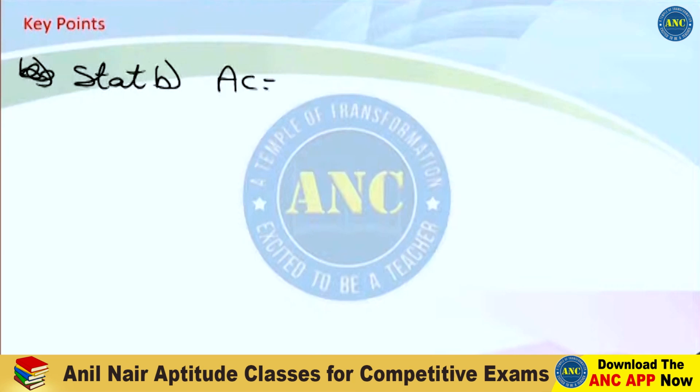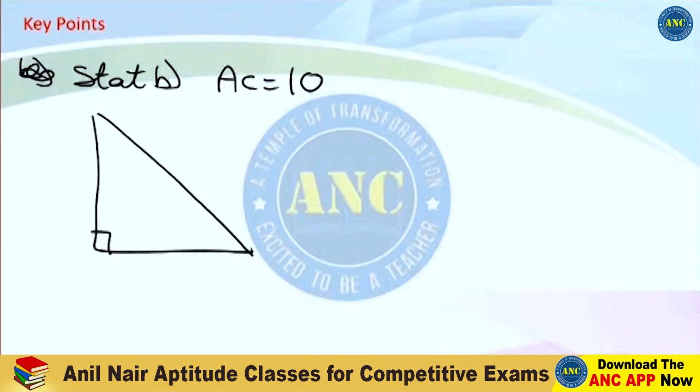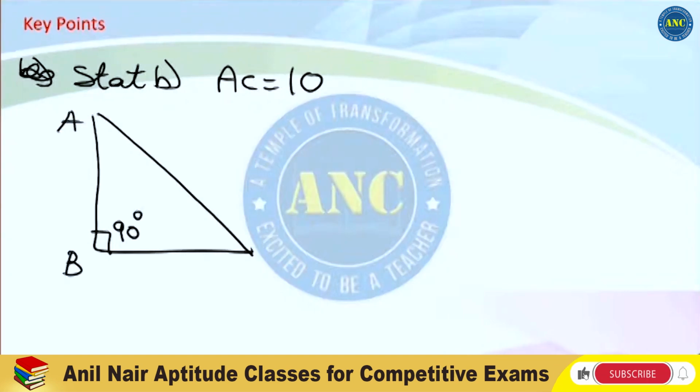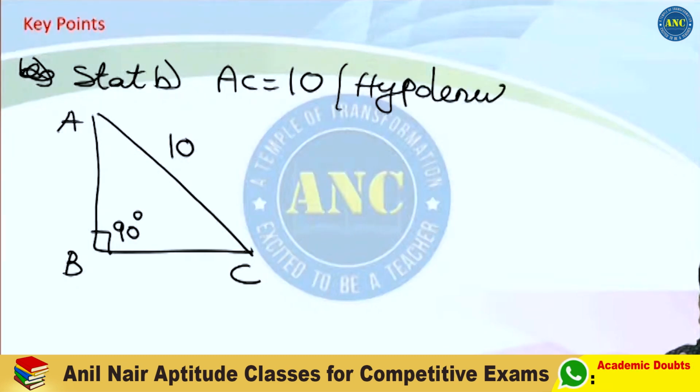AC is equivalent to 10. It is given that B is 90 degrees. This is AB and this is C. This is 10. AC, the hypotenuse, is given. B is 90 degrees, so obviously AC will be the hypotenuse.